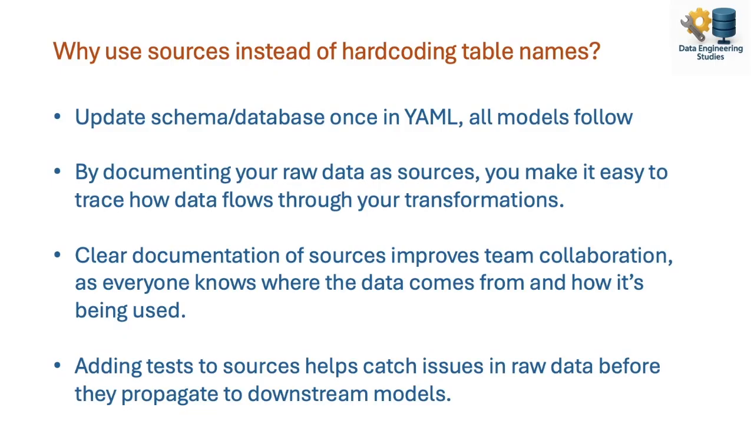The next key point is traceability. Sources make it easy to trace how data flows through your transformations. You can see the full lineage from raw to final output. The next key point is team collaboration. Everyone on your team knows exactly where the data comes from. No guessing, no confusion. The last point is testing. You can add freshness checks and tests to sources, so we can catch issues in raw data before they break your downstream models.